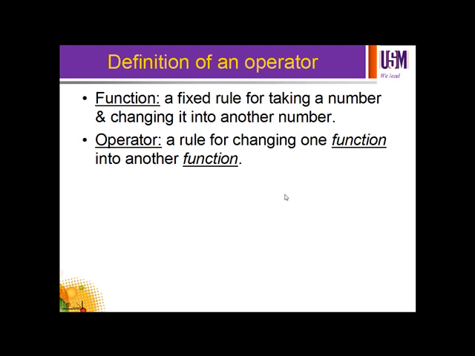An operator is different from a function. A function is basically a fixed rule for taking a number and changing it into another number. For example, if you have a function y equals mx plus c, you put in a value for x and you will get a value for y. That means the function basically takes in a number and gives you another number.